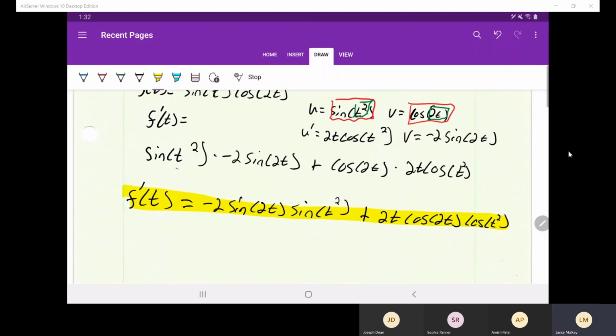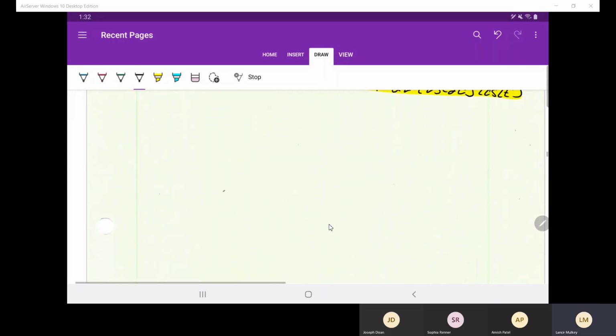So that's a good problem to practice your trig rules and your chain rule and product rule. Any questions on that before I move on? If not, I'm going to move ahead and solve this problem.